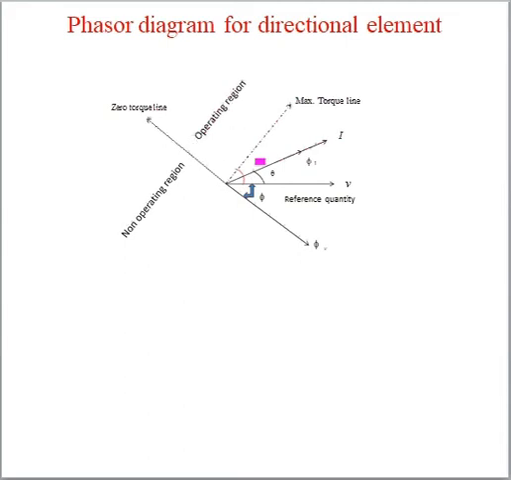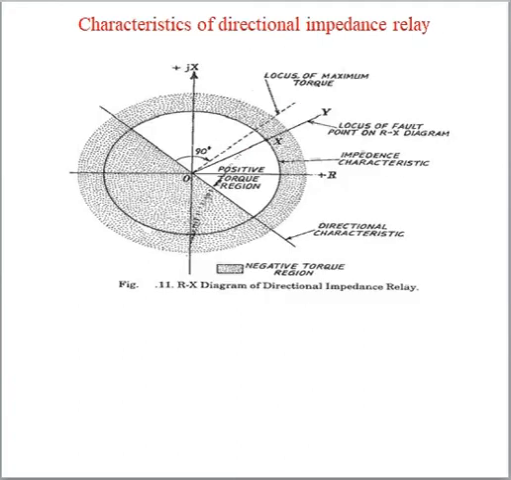Next, we can see how this relates to the impedance relay. Previously the entire operating region was within the circle, and now it is half of the circle. This white portion is the operating region, and this side is not. This is the directional impedance relay, and all the dotted portion is called the non-operating region.